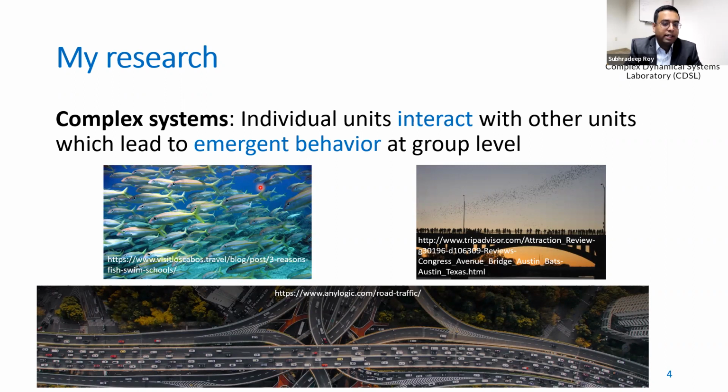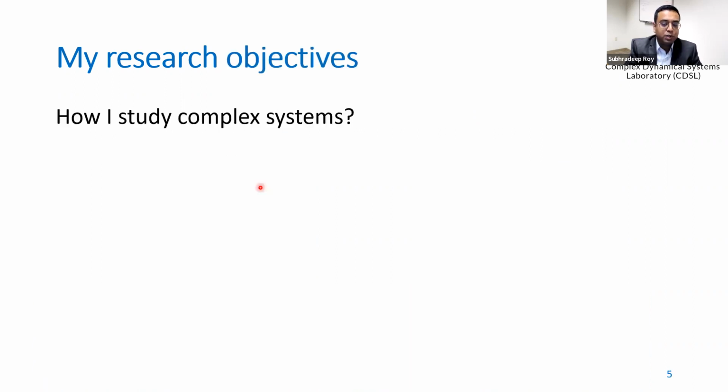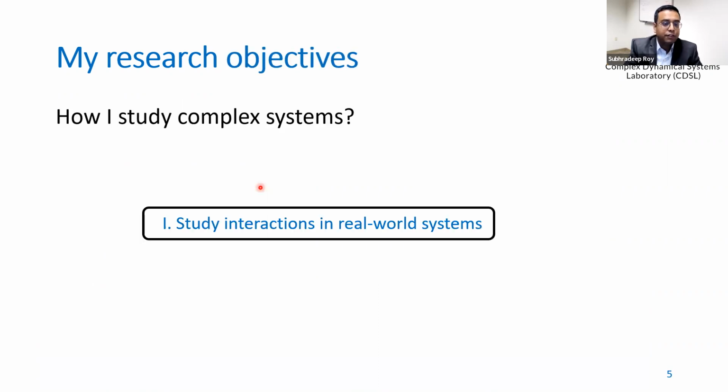There are a variety of ways we can study complex systems. And my approach to study complex systems has 3 objectives. The first is to study interactions in real-world systems. And some examples of real-world systems that I have studied previously or am currently studying include bats, which you may have noted from my title slide.